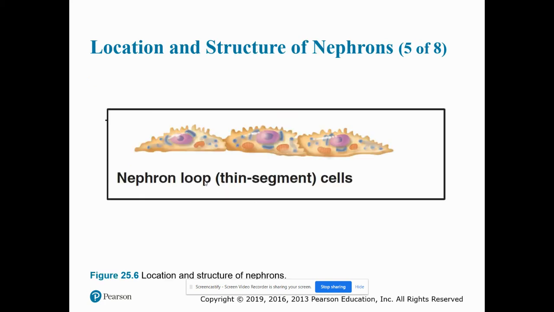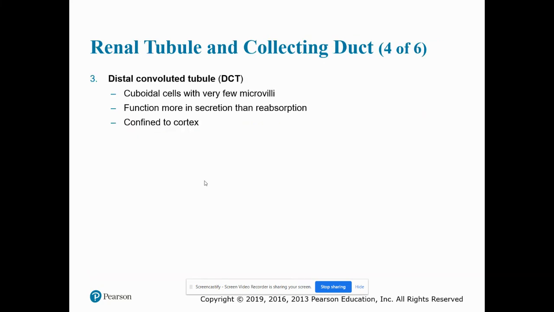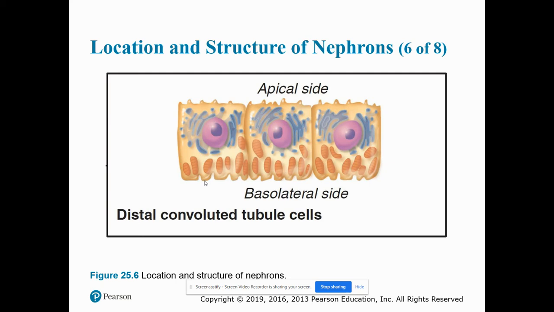And this is an image of the cells of the nephron loop. And then we have the distal convoluted tubule. This is going to be composed of cuboidal cells. They don't have as many microvilli, and they have more of a function in secretion than they do reabsorption, and they are also confined to the cortex. And so we have, again, cuboidal cells, very few microvilli.